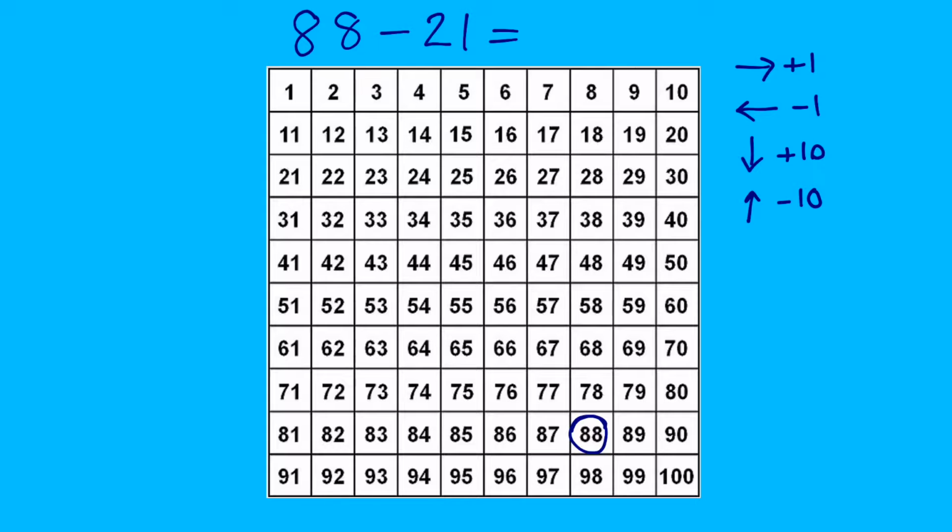So I know that if I go up, I'm going to subtract 10. So if I go up once, that's 10, and another time, that's 20. So I'm at 68 now. But I've also got to subtract a 1 as well, and that means going backwards. So I'm going to go back to here, and I've ended up at 67. So I know that 88 take away 21 is 67.